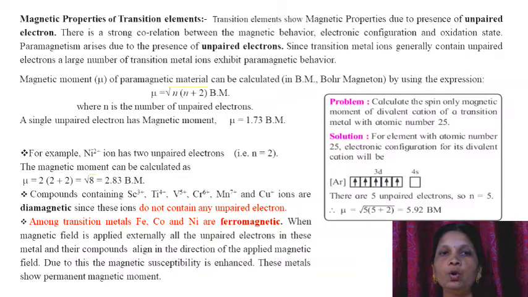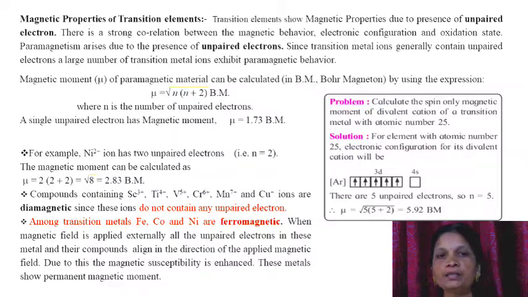The magnetic moment mu of a paramagnetic material can be calculated in BM, where BM means Bohr magneton, by using the expression mu = √(n(n+2)) BM, where n is the number of unpaired electrons. A single unpaired electron has a magnetic moment mu = 1.73 BM. We have calculated this. For example, if we take the example of Ni+2 ion, it has two unpaired electrons, that is n = 2. The magnetic moment can be calculated as mu = √(2(2+2)), which equals 2.83 BM.